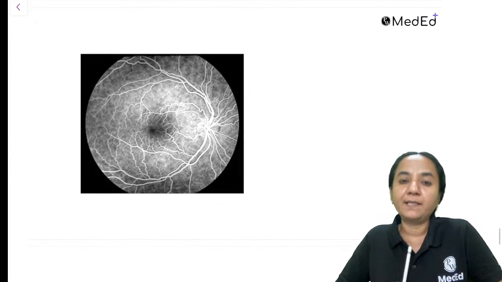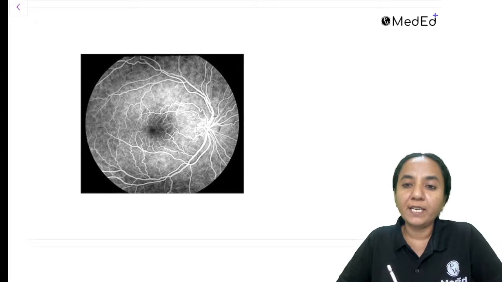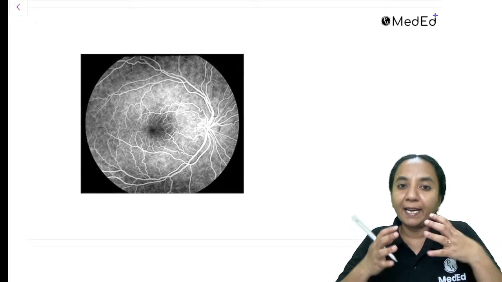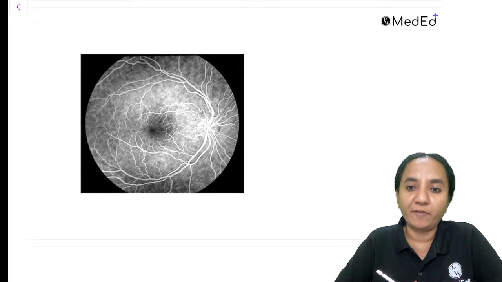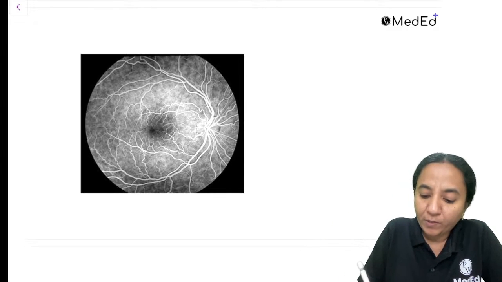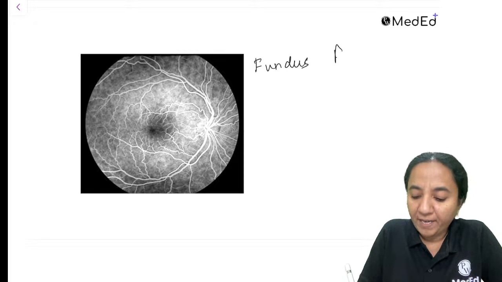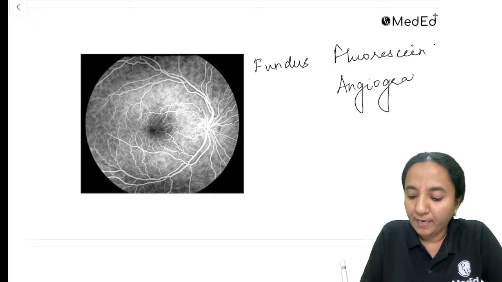Next, this has come recently. What is the name of this investigation? In this investigation, the dye is seen inside the retinal blood vessels. So this is meant for the evaluation of the retinal vasculature. This is called FFA, fundus fluorescein angiography. So this is an image of FFA, that is fundus fluorescein angiography.